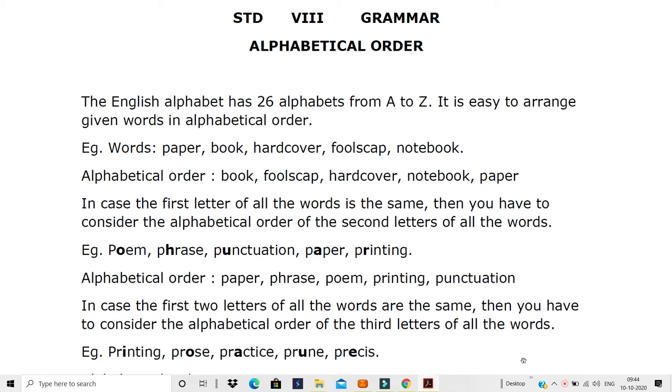Good morning, students. Today we are going to do something that's new and it's very easy. The topic is alphabetical order. Now you know all your alphabets: A, B, C, D, E, F, G, H, I, J, K, L, M, N, O, P, Q, R, S, T, U, V, W, X, Y, Z. Correct? This is the order of the alphabets.